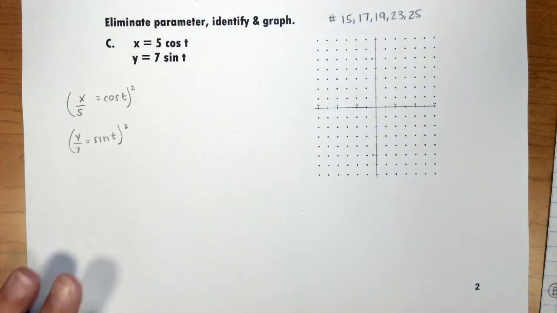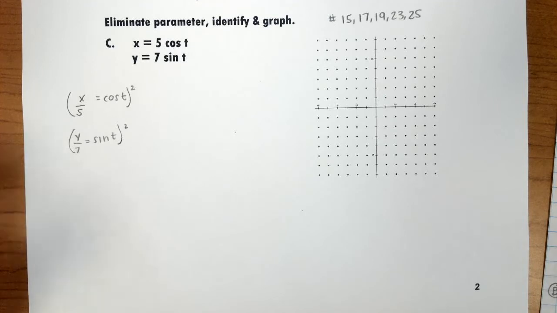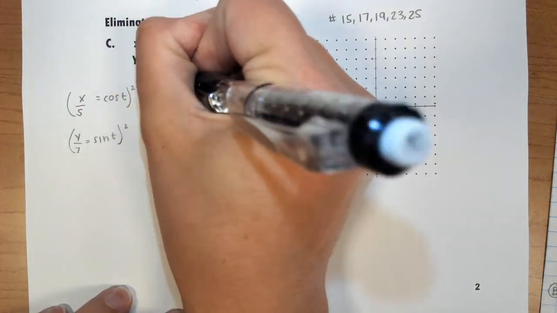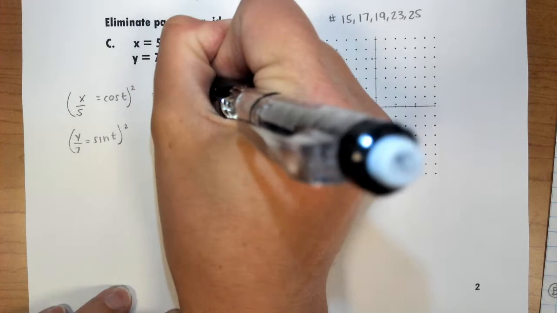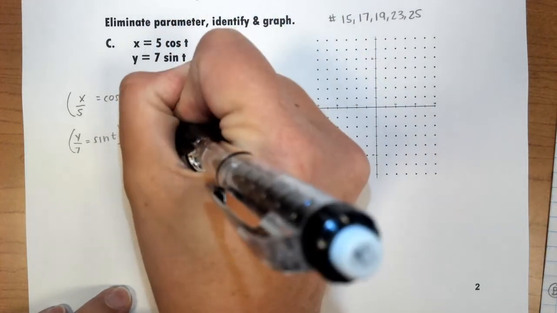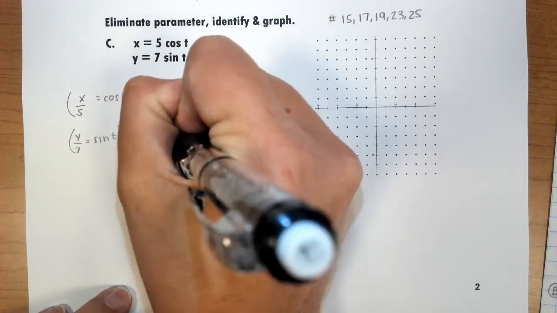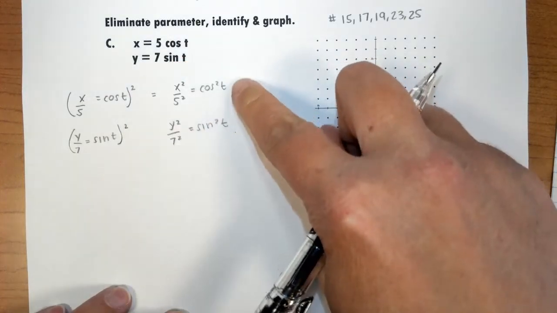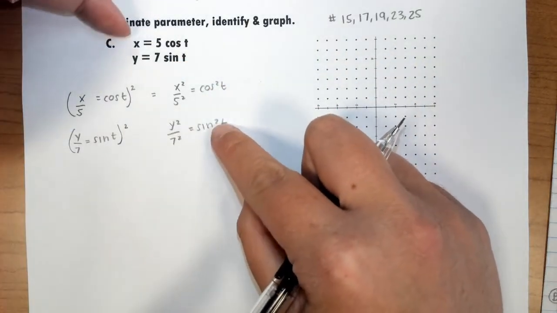Okay? Ultimately, we are using elimination. You can see where we're going with that. If not, don't worry about it. Okay, so what is that going to look like? Well, that is x squared over 5 squared is equal to cosine squared. And y squared over 7 squared is equal to sine squared. Now, this equation and this equation are equal to the ones we started with.